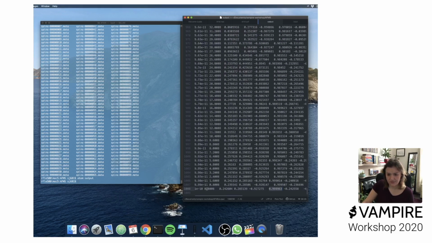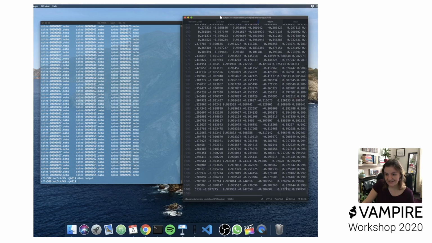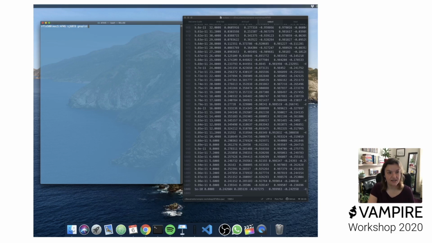So what we want to do is plot this. If we look at our output file, we want to see what columns to plot, since we want to make a magnetization versus temperature curve. So temperature is column 2, and then magnetization length is column 6, counting 1, 2, 3, 4, 5, 6. So we want to plot this in GNU plot. So we want to do plot output using column 2 and column 6.